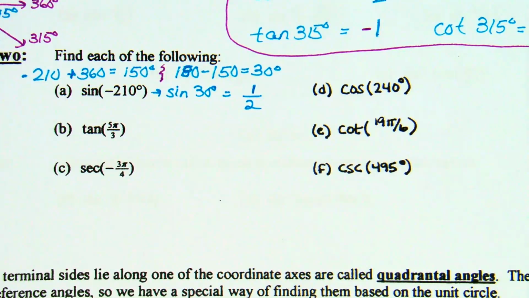Add or subtract 360, depending on where you're at. If you have a number that is either negative or bigger than 360, add or subtract 360. If you have a number bigger than 360, subtract 360. If you have a negative, add 360 until you get to a number that is positive.